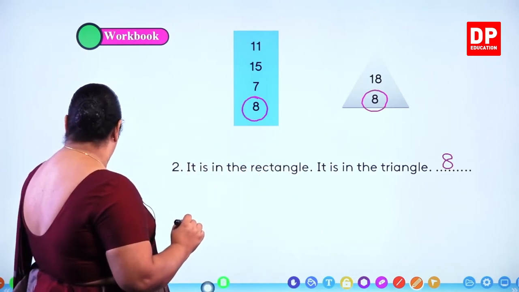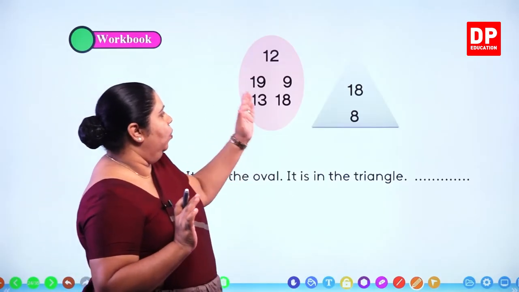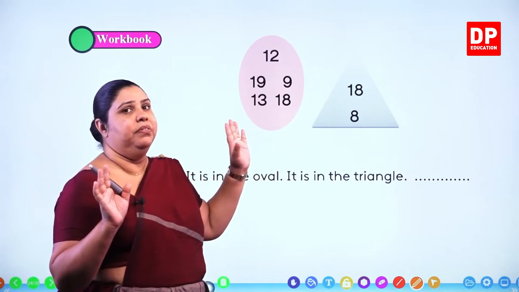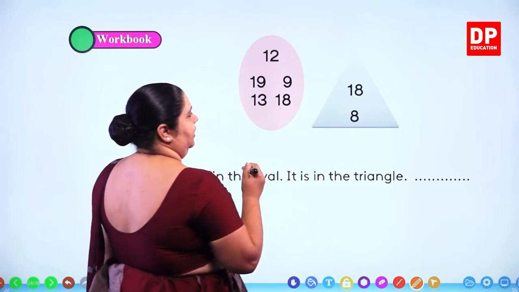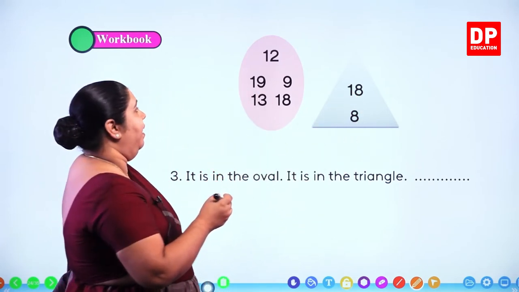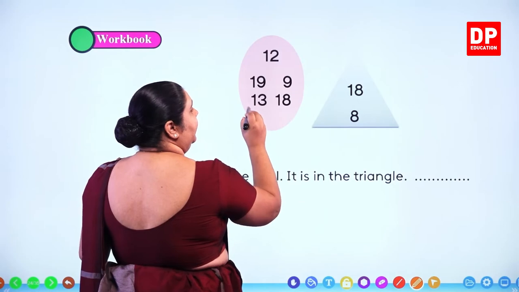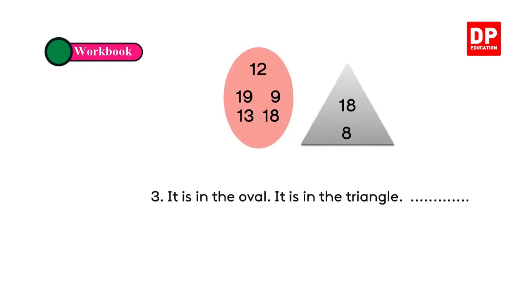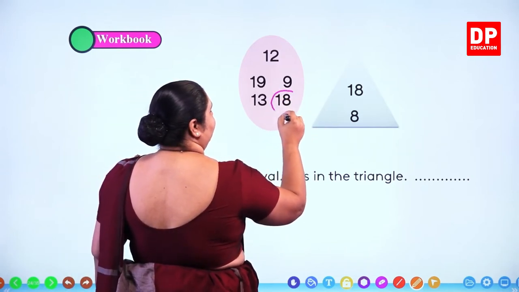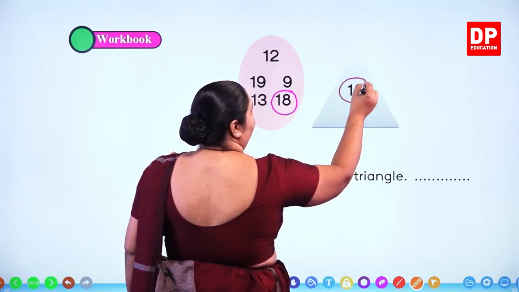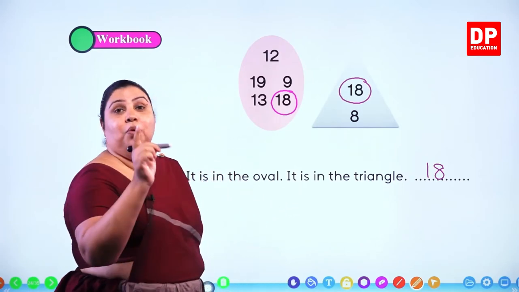Next one, number 3. It is in the oval, it is in the triangle. Oh, now in the oval and the triangle, we have to find the number which is in both these shapes. In the triangle, we have only 18 and 8. Now in the oval shape, what do we have? We have number 12, 19, 9, 13 and 18. So 18 is the number that we have in both these shapes. Let's circle number 18 over here and over here. So number 18 is the number that we have in both the shapes.